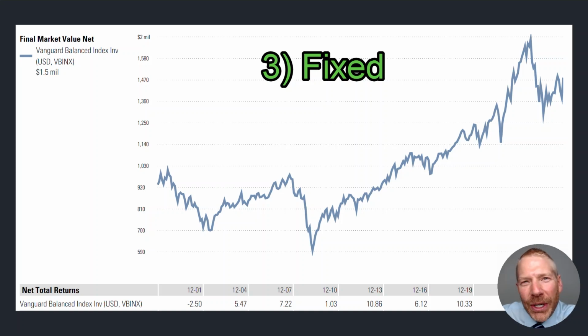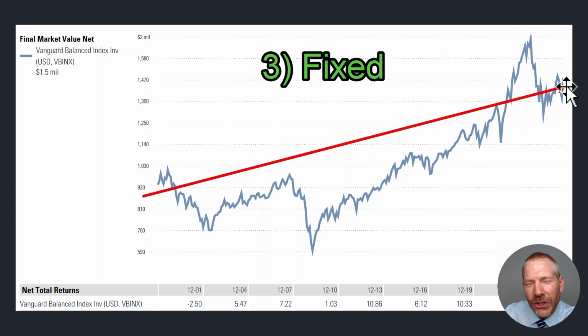In this illustration, the fixed distribution method gets us to almost the same place as the floating distribution method. Here we are starting January 1, 2000 with our $1 million investment in the Vanguard Balanced Index Fund, and then 23 plus years later, we're finishing at almost $1.5 million.